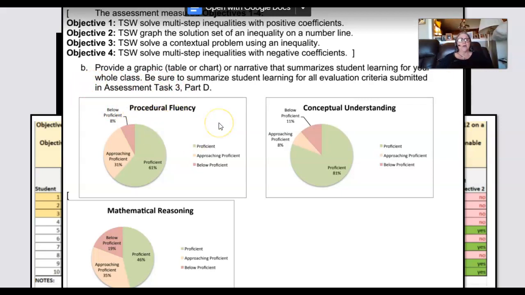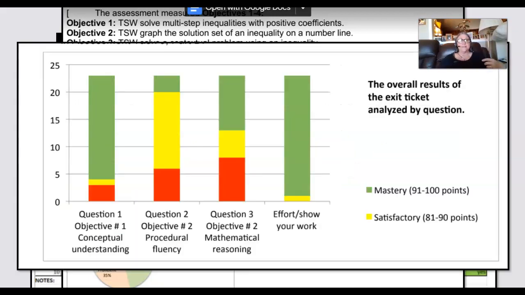This is a pie chart you could make. You could make a pie chart for procedural fluency, conceptual understanding, and mathematical reasoning. This is a really quick way for you to be able to say 61% of my class was proficient in procedural fluency, compared to 81% of my class that understood the concept. But mathematical reasoning, they were 46% proficient. So there you can start seeing some trends.